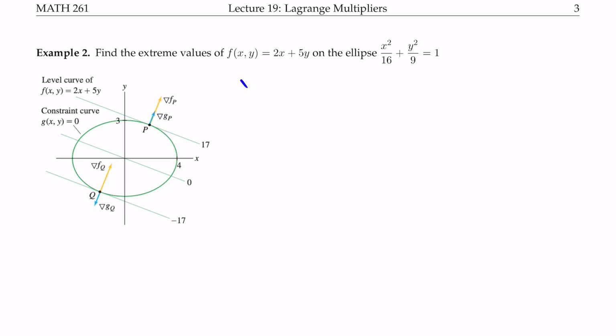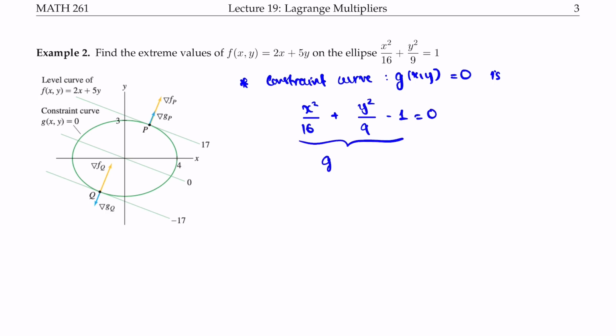First, we're going to identify the constraint curve, that is g of x, y equal to 0. From the equation x squared over 16 plus y squared over 9 equal to 1, we move everything to one side and get x squared over 16 plus y squared over 9 minus 1 equal to 0, and this is g of x, y, the constraint curve. Next, we're going to calculate the gradient of f and the gradient of g, and then solve the equation gradient f equal to lambda times gradient g.